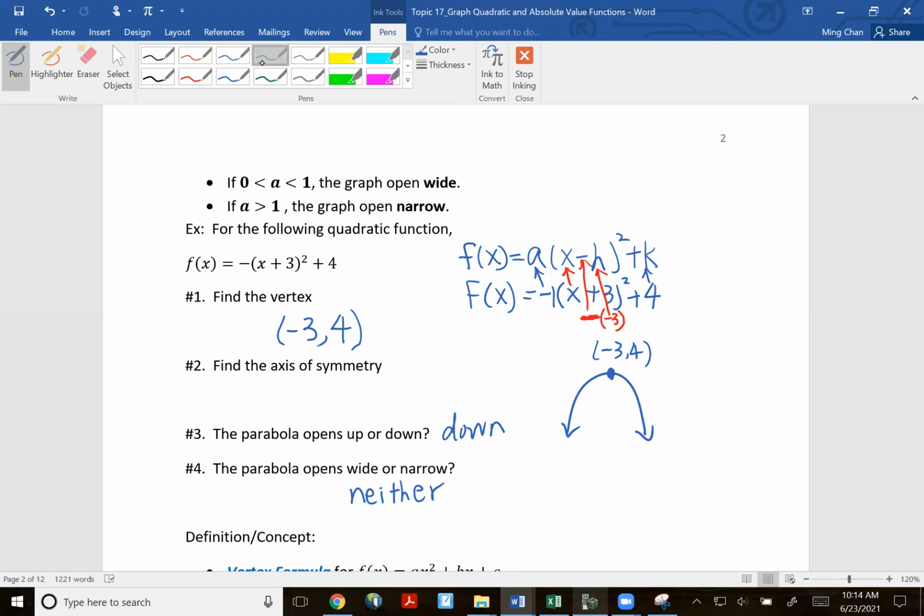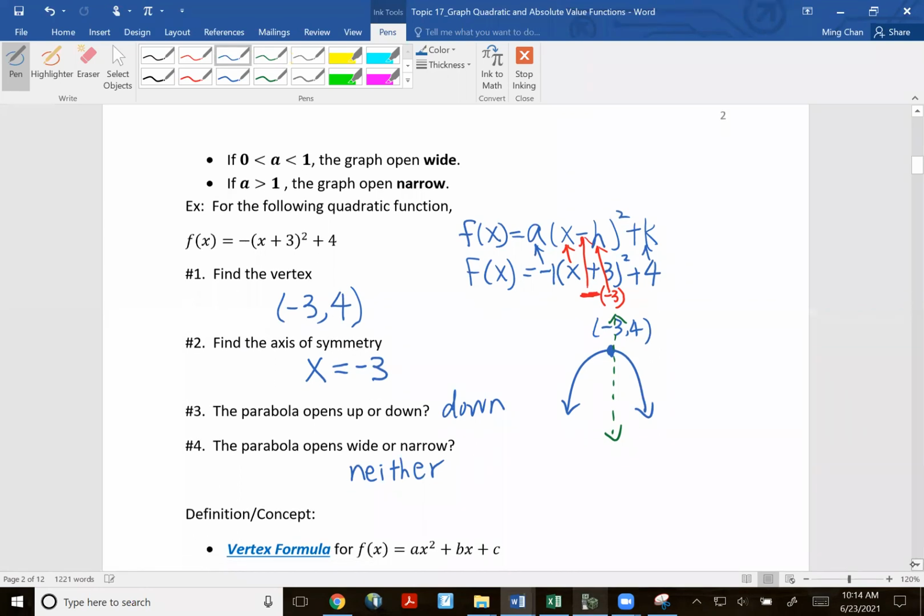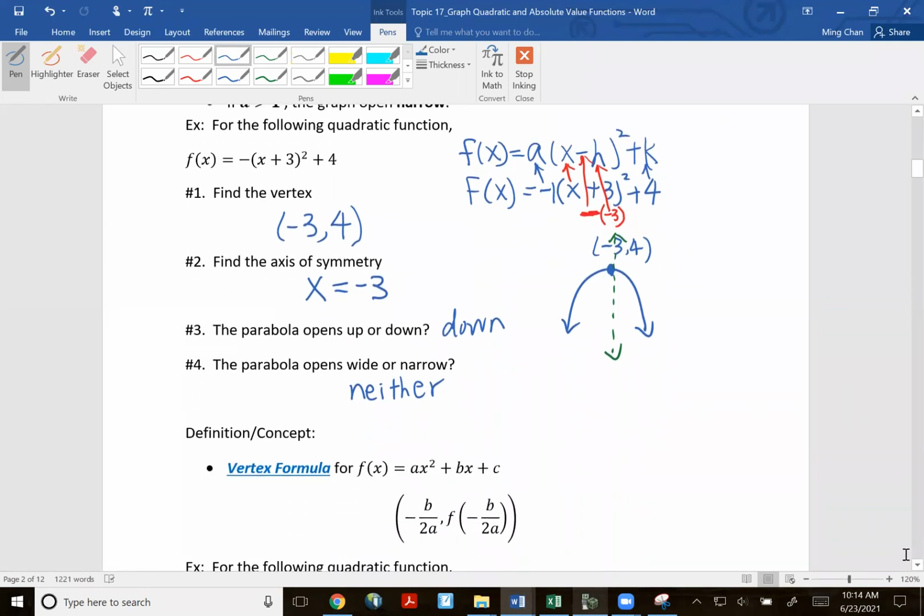So the axis of symmetry is a vertical line that cuts through my vertex. So when it says find the axis of symmetry, it's referring to the equation for that vertical line. So you have to say x is equal to negative 3. That's the equation for that axis of symmetry. If you simply say negative 3, that will actually be incorrect. You've got to write out the equation for the axis of symmetry. All right.